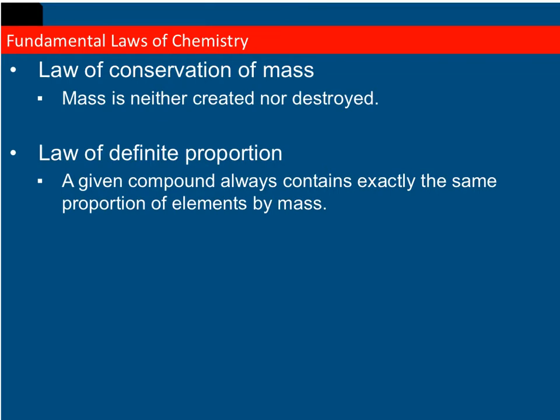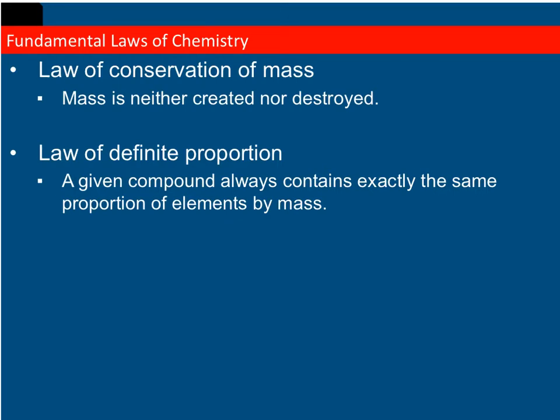In a chemical reaction, the mass that goes into a reaction is the same mass you get out in the products. The other law is the law of definite proportions. And it states that a compound always contains the same proportion of elements by mass. So if you know the mass of the elements in a compound, no matter how much you have, the proportions of the masses of the elements that make up that compound are always the same.